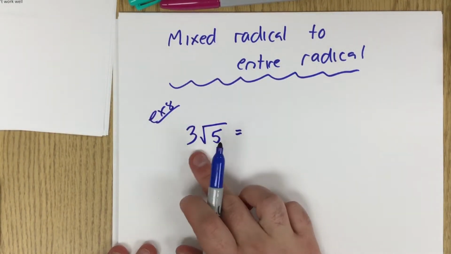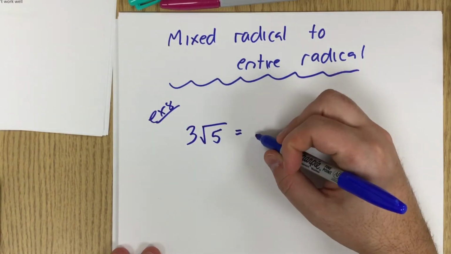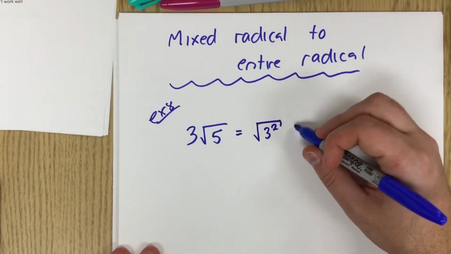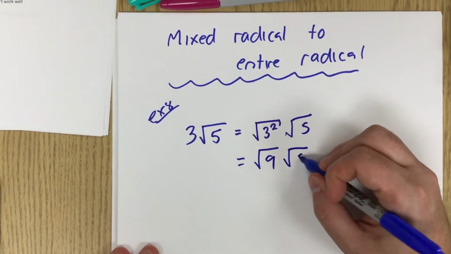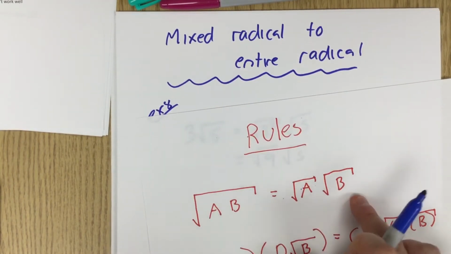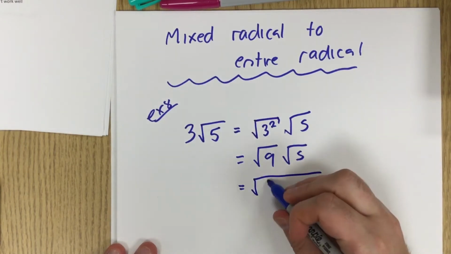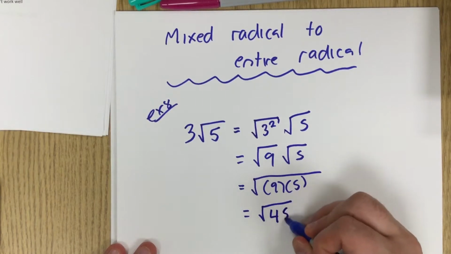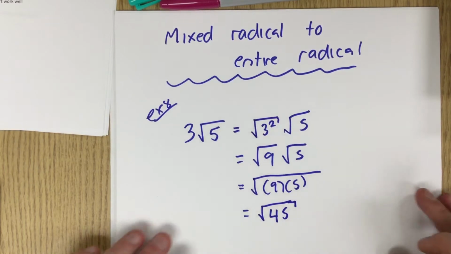So what I would say is, 3 is the same thing as the square root of 3 squared times the square root of 5, which is the square root of 9 times the square root of 5, which, going the other way, root a times root b is the square root of a times b, which is the square root of 9 times 5, which is the square root of 45. So 3 root 5 is the same thing as root 45.